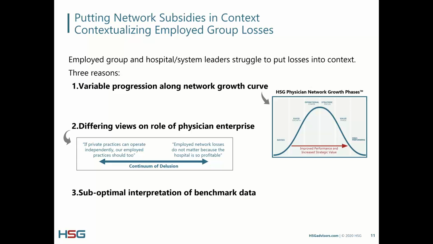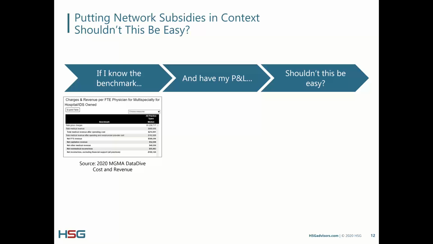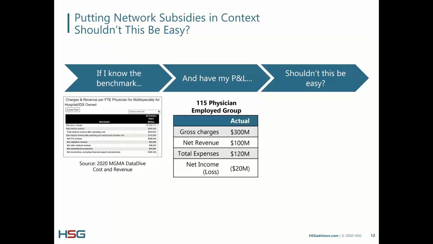And the third thing that we'll spend a little more time talking about is suboptimal interpretation of benchmark data. And when I say that, a lot of people think, hey, shouldn't this be pretty easy? I mean, after all, if I know the benchmark and I can go to MGMA Data Dive, or I can open a book, or a lot of articles that post benchmarks, and I can find some sort of benchmark that says multi-specialty groups should be losing $186,000 per physician. And then I can look at my P&L.